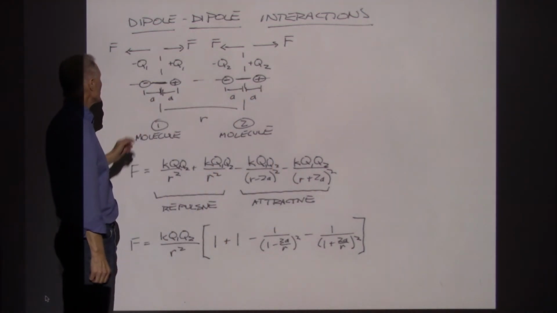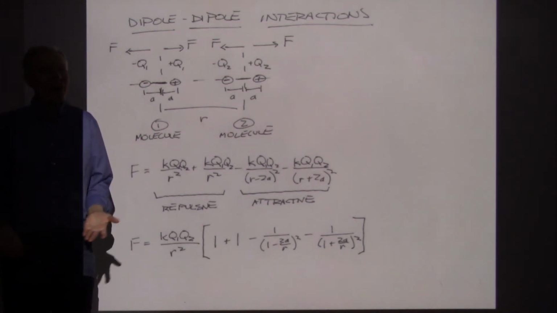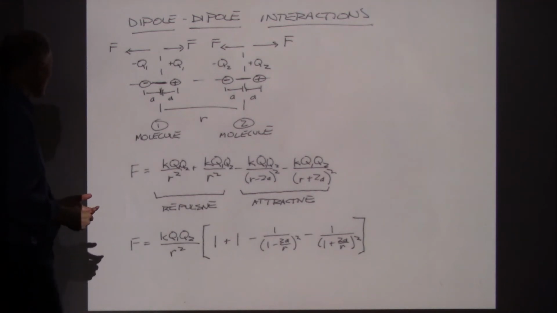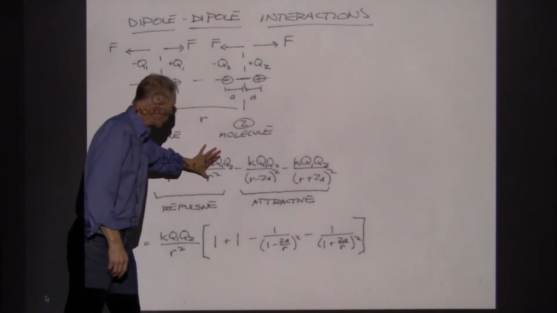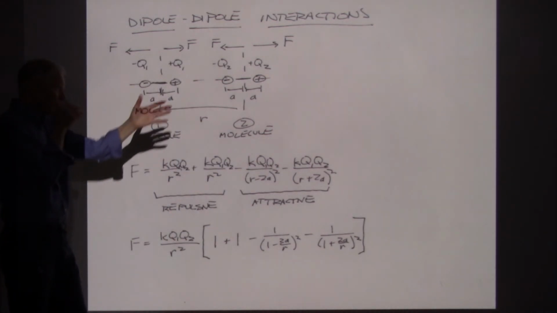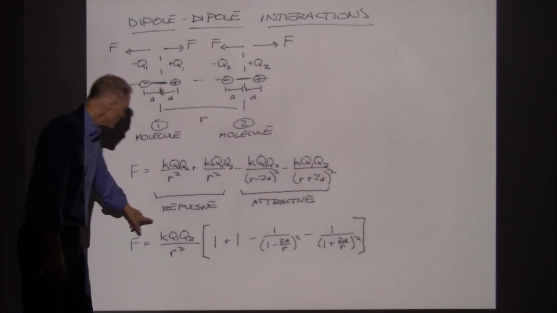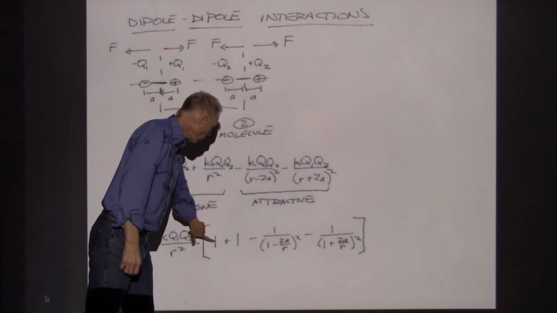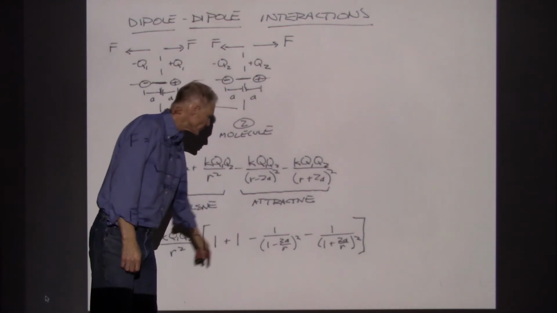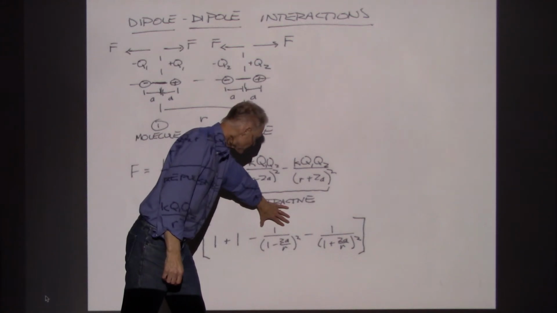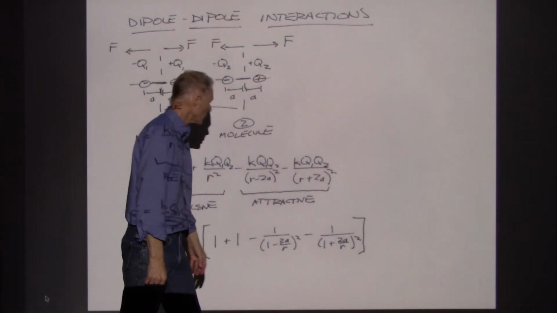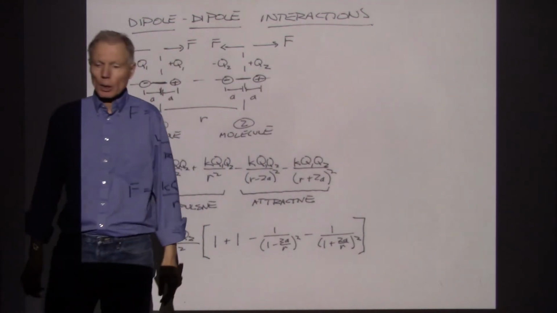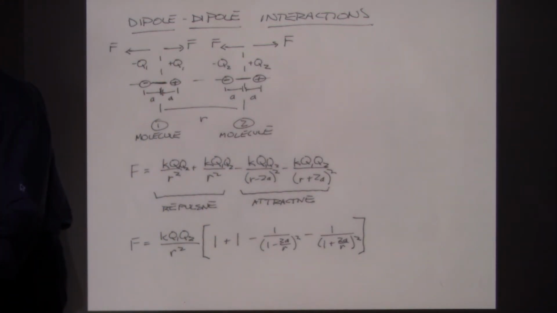Now the Q1s and the Q2s all have the same values. These are dipoles. And so I've taken these four different forces. We've lined up the molecules to keep this as simple as possible. They're all going to be given by kq squared over distance squared. There's a 1 plus a 1, those are the repulsions. And then there's a minus 1 over (1 minus 2a over r) squared, 1 over (1 plus 2a over r) squared.